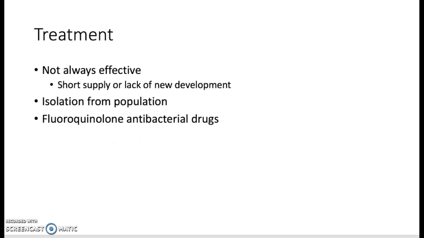Like with MRSA, treatment of DRTB is not always effective, and this is due to the short supply or lack of new antibiotics being developed. One of the first steps in treating DRTB is to isolate the infected individual from the population to prevent further infection. One of the treatments used is fluoroquinolone antibacterial drugs, which cause a lot of side effects and can be highly dangerous.